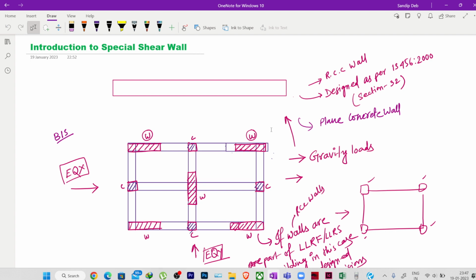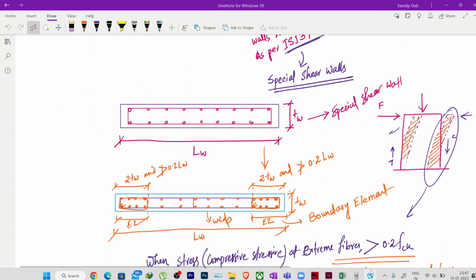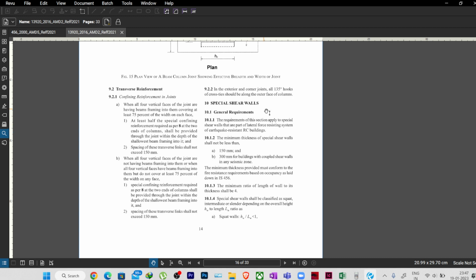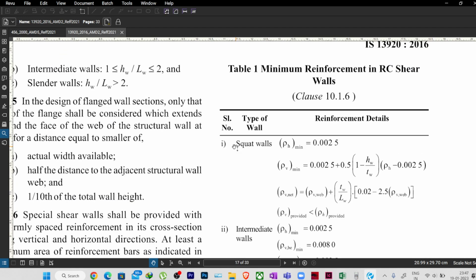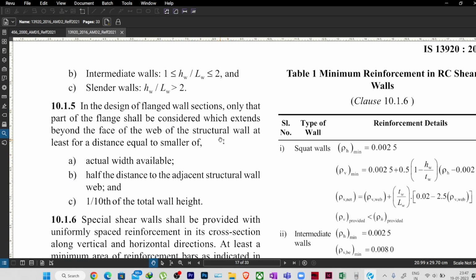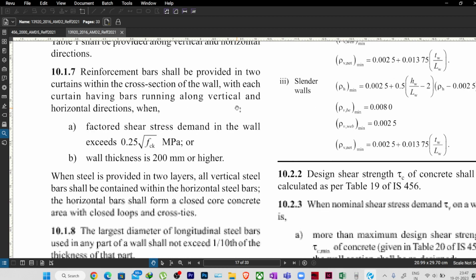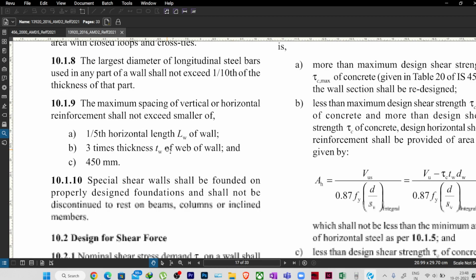Okay, so this is the design that you have to follow as per those sections. I hope this is just an introductory session regarding the special shear walls. There are many criteria. If I open IS 13920, see from here the clause started, then we have the ratios, aspect ratio, we have the minimum thickness criteria, height to length ratios, we have the minimum reinforcement criteria.